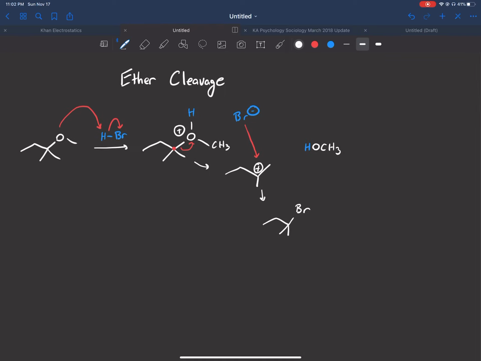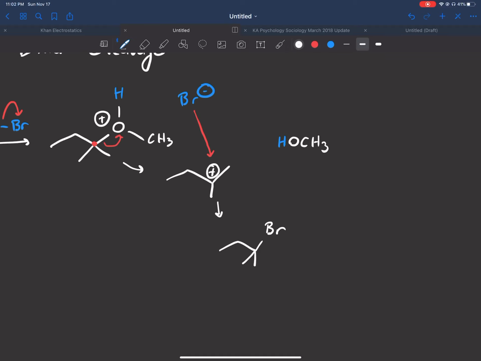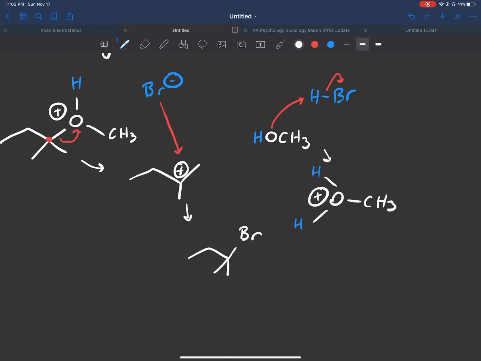Now, we left this HOCH3, but if they said excess HBr, that means we have more than just one. What now can happen is that alcohol can attack another HBr, or it'll take another H. This would break. We'd now get this sort of structure. And it's protonated. So now we have our Br minus here.